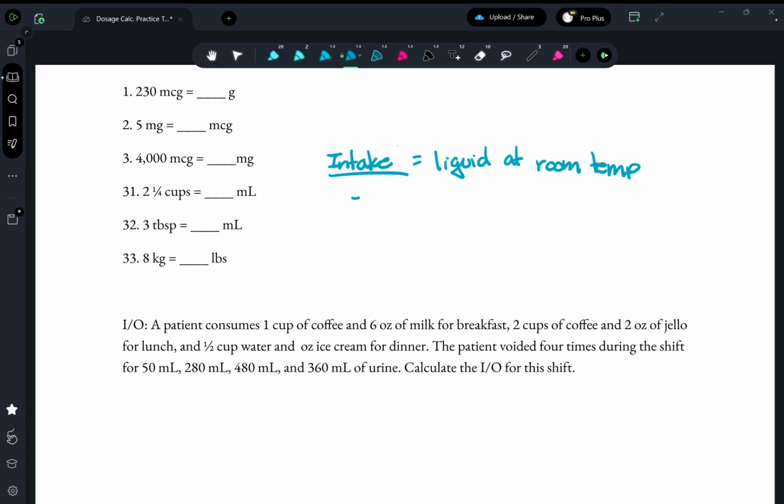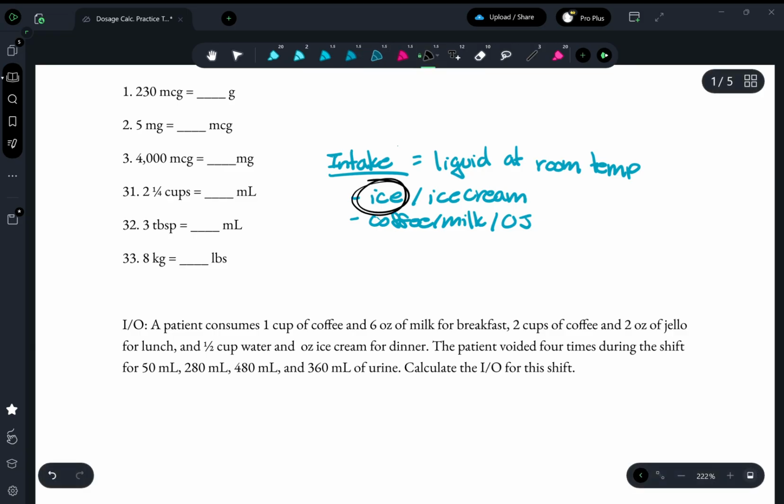So, this would be ice cream, popsicles, all of your drinks, coffee, milk, orange juice. You do not do anything weird for the pulp. They told us that if there was pulp in it, it would be less, and there's not enough of it to actually make the volume change. So all of your fluids that are already fluids, that goes into your intake. The only one that's different is your ice.